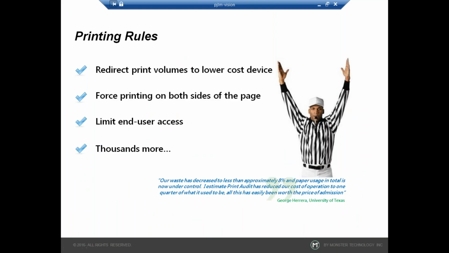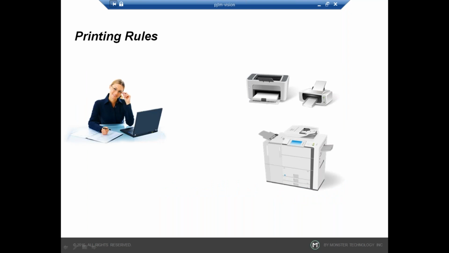So how do we come up with those savings? How do we change the behavior? Well, this is where rules-based printing comes in. Now, rules-based printing is a behavior modification. You'll notice from the data that I showed you, there were a couple of things that I identified rather quickly. Things like email printing, or better yet, let's start with job size.